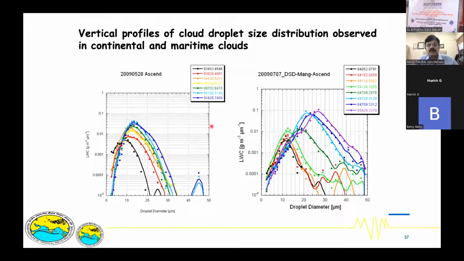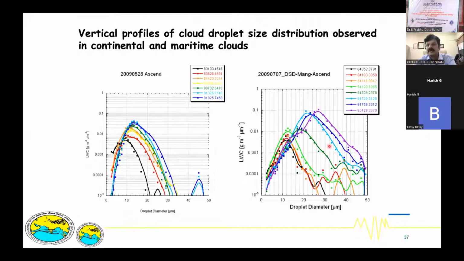The violet color you are seeing is at 7.4 kilometers. If you see almost about 3 kilometers depth of the cloud, even at 3 kilometer depth, the warm rain initiation has not yet started. The threshold diameter for initiation of the warm rain process is about 24 micrometers. So we can see much lesser even at a depth of 3 kilometers.